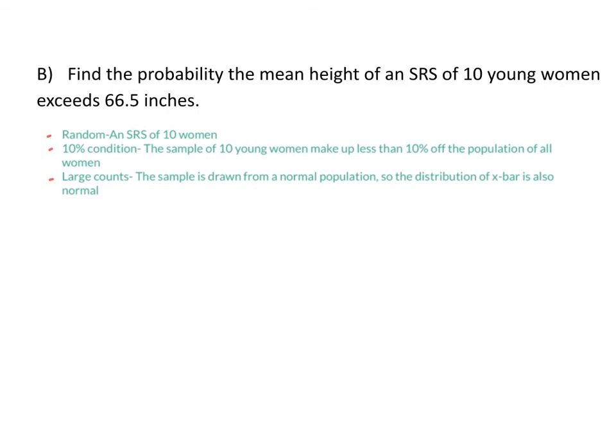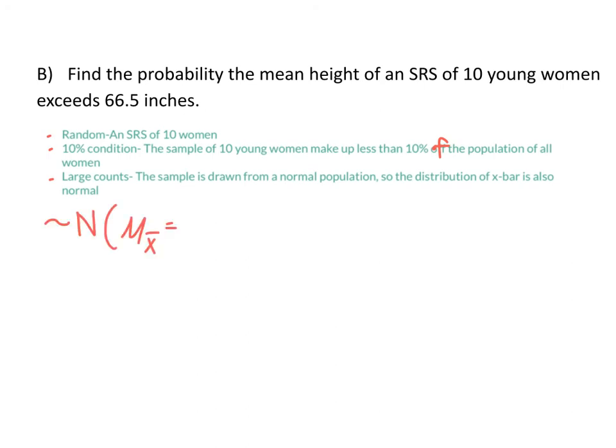First of all, random: an SRS of 10 young women was selected. 10% condition: the sample of 10 young women makes up less than 10% of the population of all women. And then the large counts condition. Well, I'm hoping it jumped out at you that our sample size is not greater than or equal to 30. But it was drawn from a normal population. So the sample is drawn from a normal population, so the distribution of our sample means is also normal.